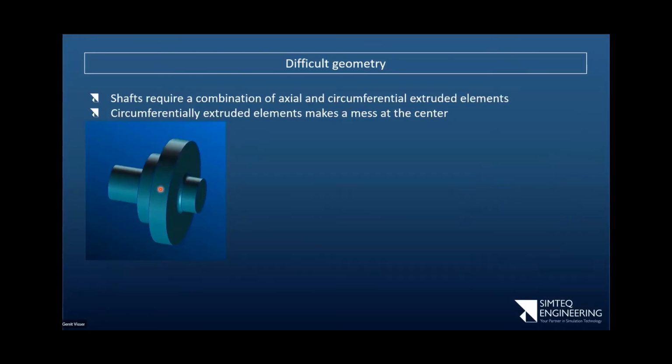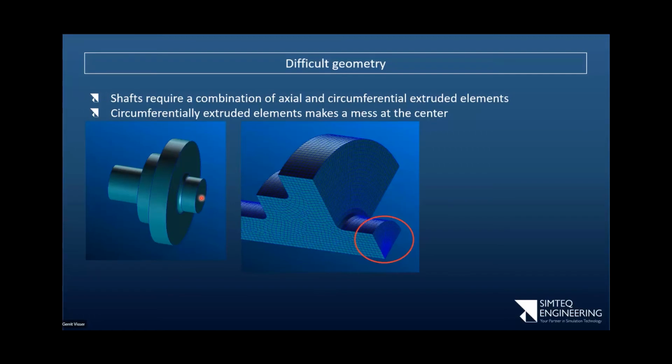Okay, another difficult kind of geometry, it's actually not that hard, but it's easy to do it really, really badly, is if I look at shafts. A typical shaft like this, I want to model this with solids, I want to keep the radii and stuff. If we try and, let's say, split it into a section, mesh the one face and then revolve it, we end up with really bad elements in this region.